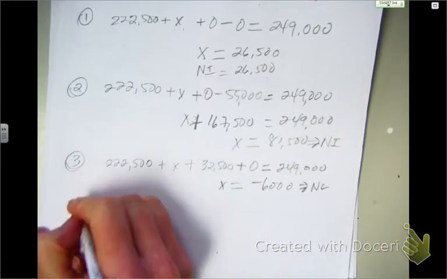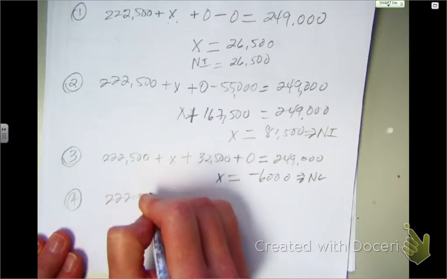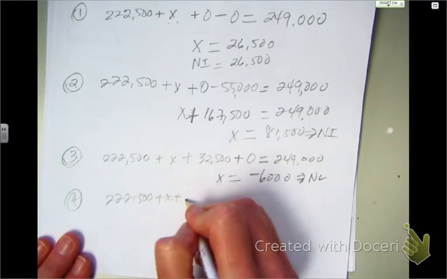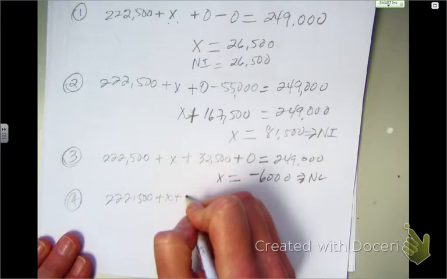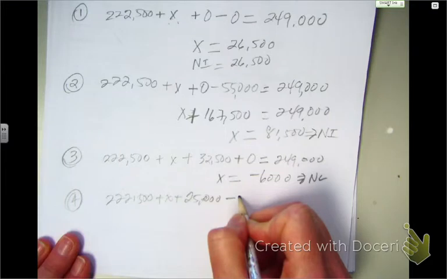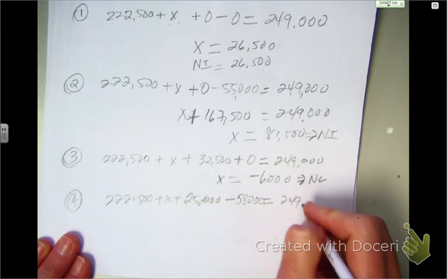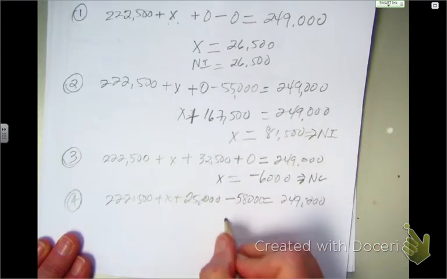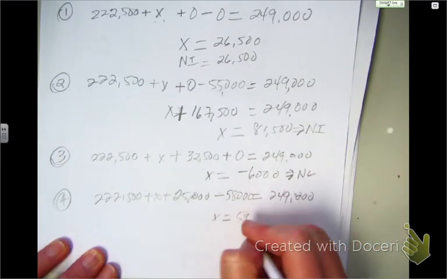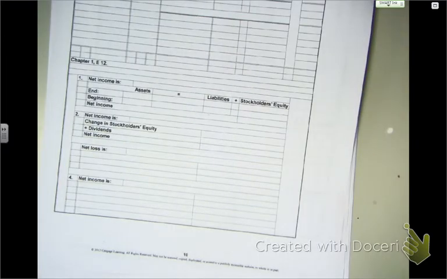Last one, 4. 222,500. What do we have for dividends? Or pardon me, we had investment of what? And dividends of 58,000. Okay, and then X equals how much? 59,500. Okay, good. All right, so the next problem, E13, was to do the cash flow.